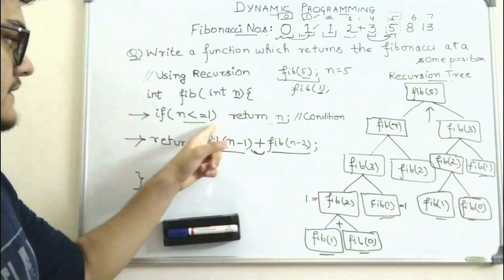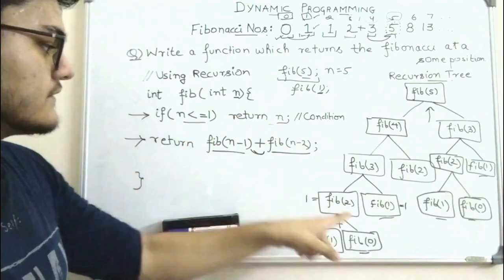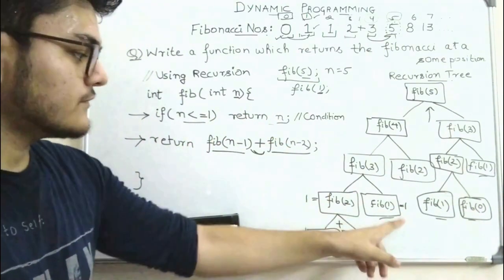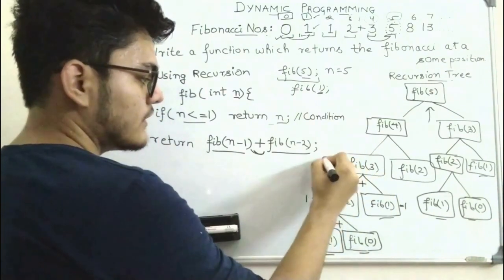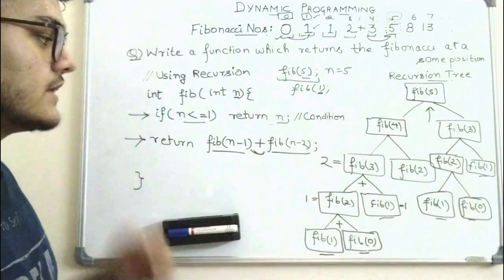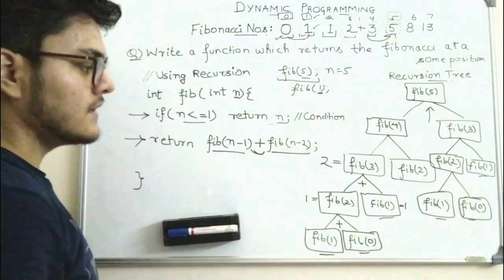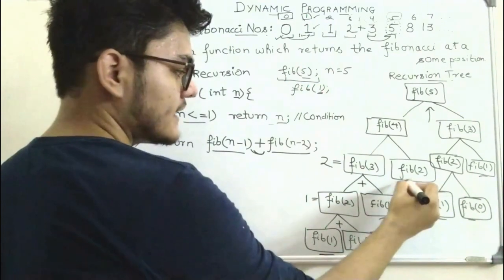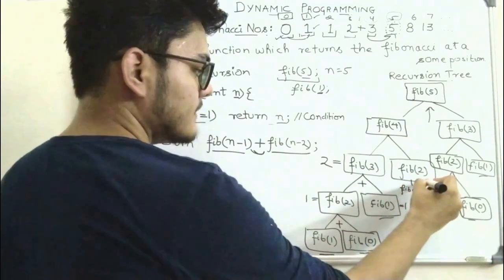As you can see at this step, it will just return the position. So Fibonacci of 1 will be equal to 1. So 1 plus 1 will be equal to 2, and it is stored as the Fibonacci of 3 number. So at the 3rd position you can see it is 2. Now Fibonacci of 2 will also be calculated as Fibonacci of 1 and Fibonacci of 0.